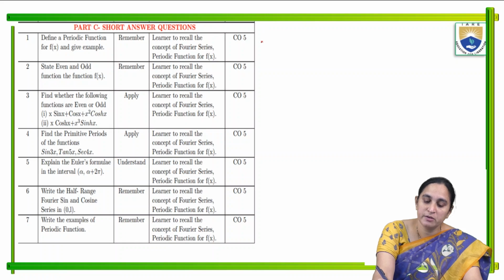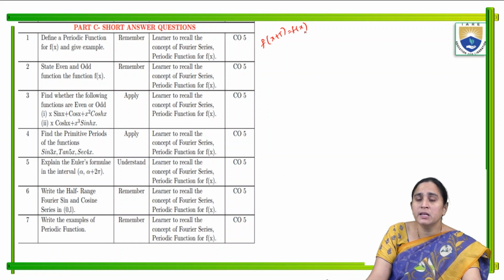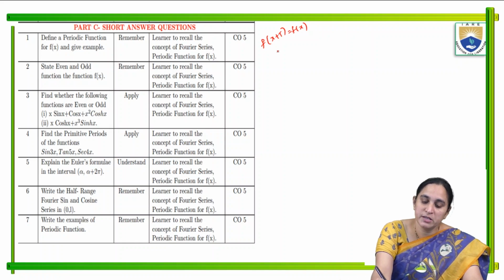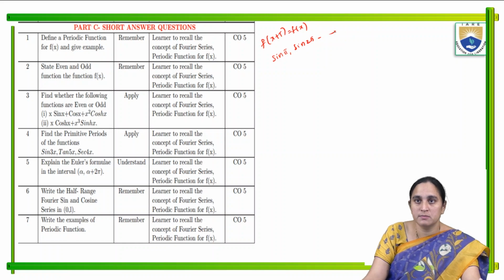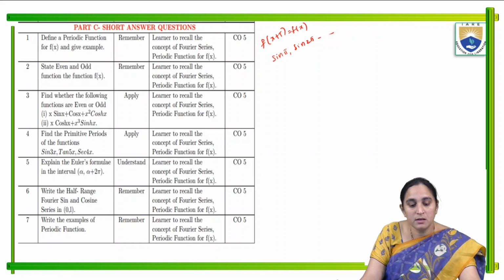What is the periodic function definition? f of x plus T is equal to f of x. If you take any period of the given function, we again get the same function f of x. That is a periodic function. For example, sine pi, sine 2 pi, sine 3 pi; sine pi is always sine. Sine 2 pi are examples of a periodic function.